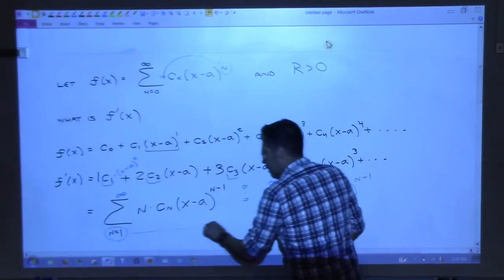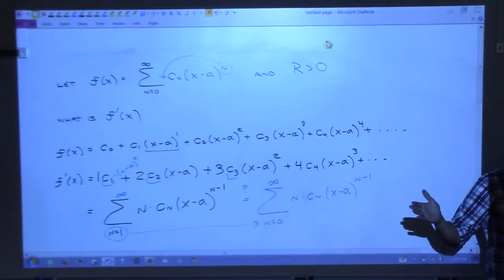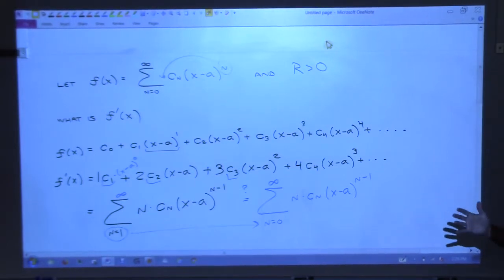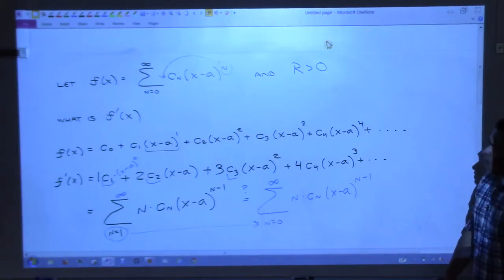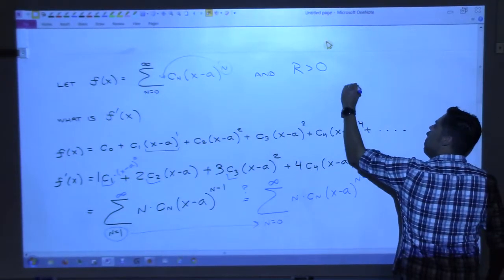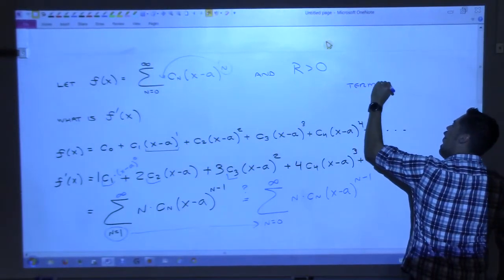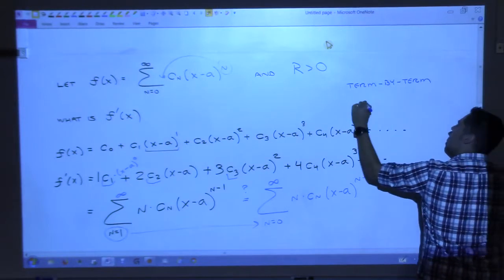We could actually switch this to n equals 0, and it would have no impact on what the sum actually is. We kind of got lucky there, all right? So with power series, this right here is called term by term differentiation.